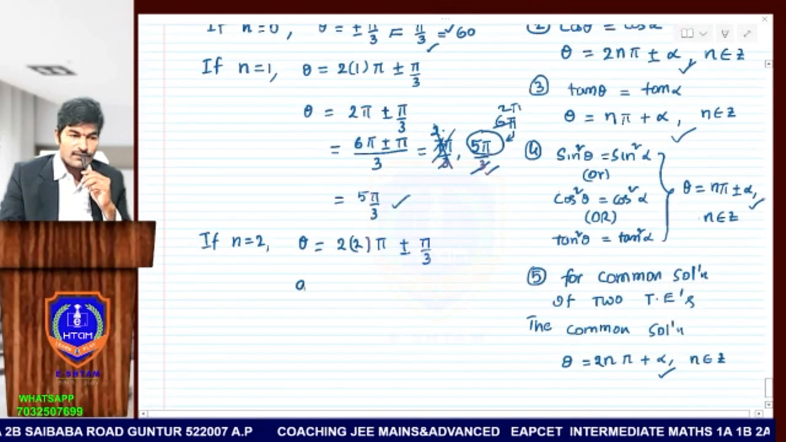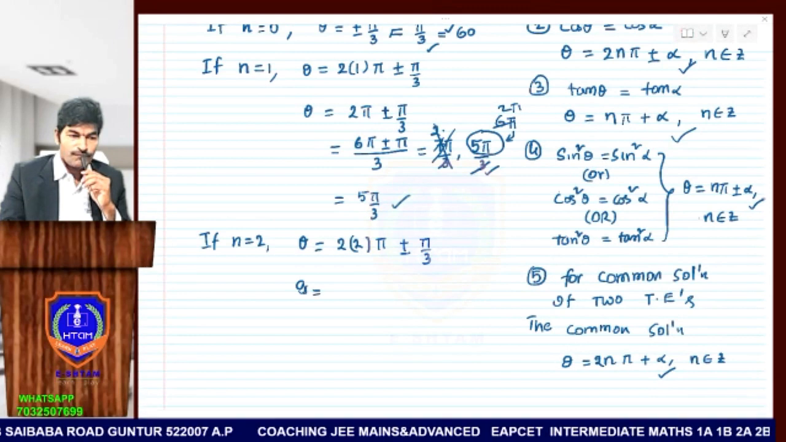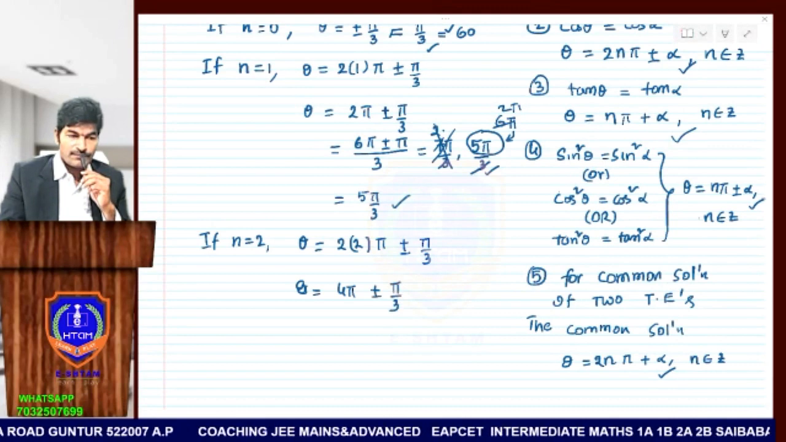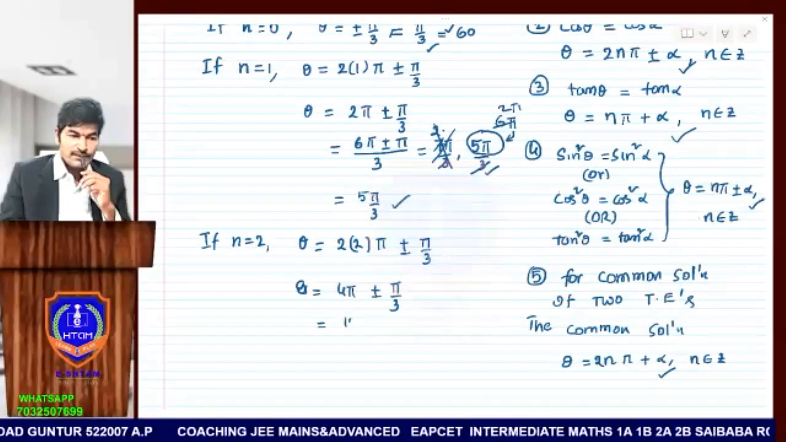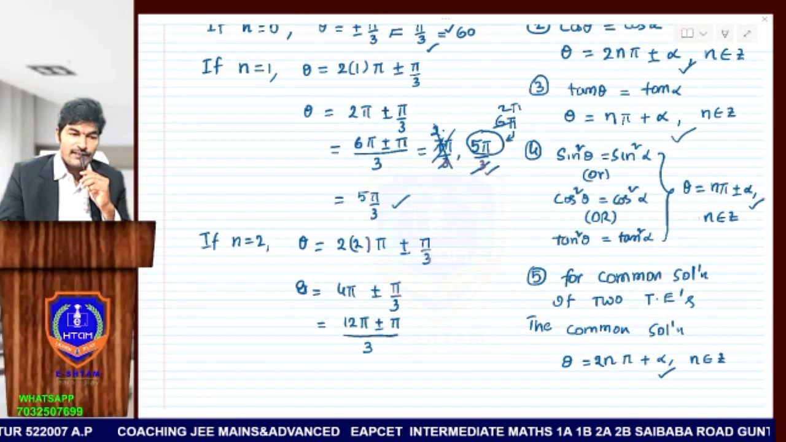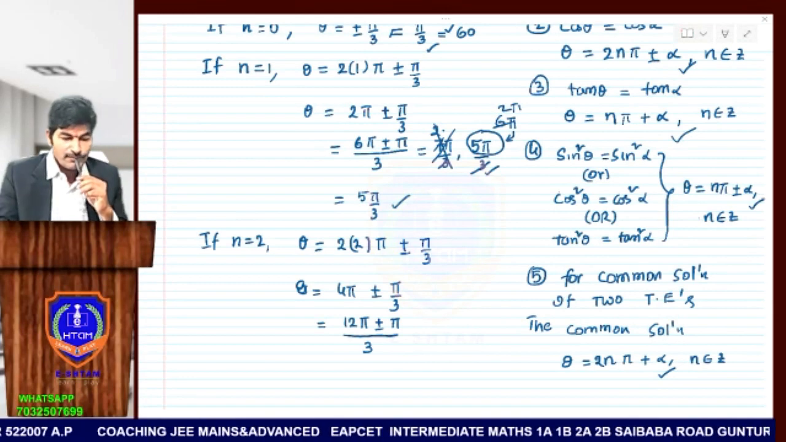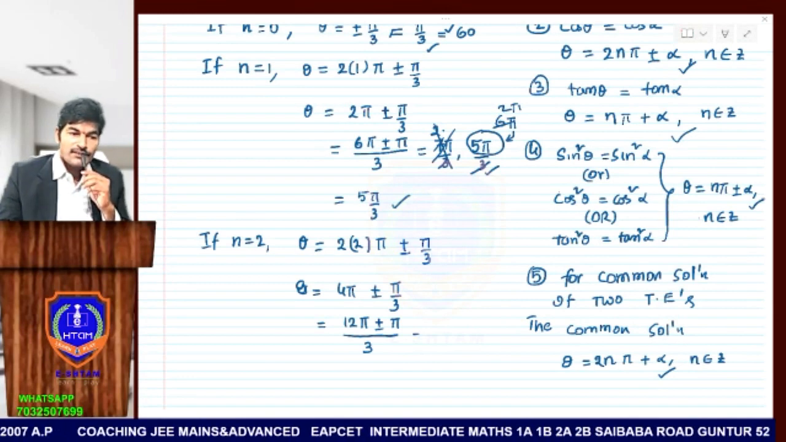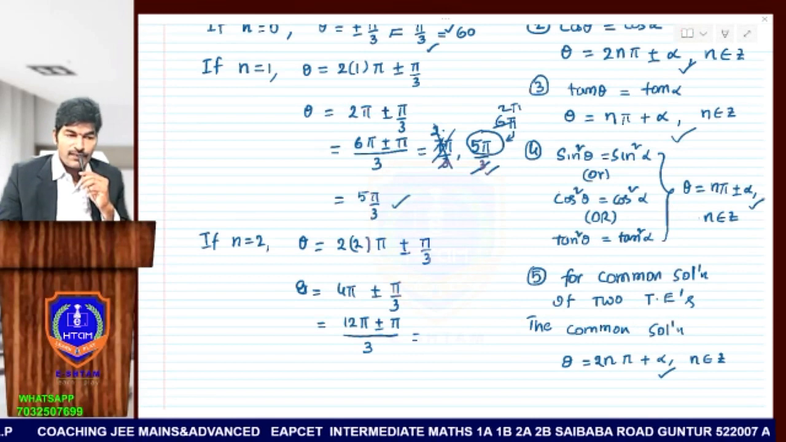So theta equals 4 pi plus or minus pi by 3. Now we will do the LCM. It is 12 pi. You have to get confirmation that these numbers are crossing 2 pi. After getting the confirmation by checking the values, then you can finalize the answer. So if you are adding, then it will be 13 pi.